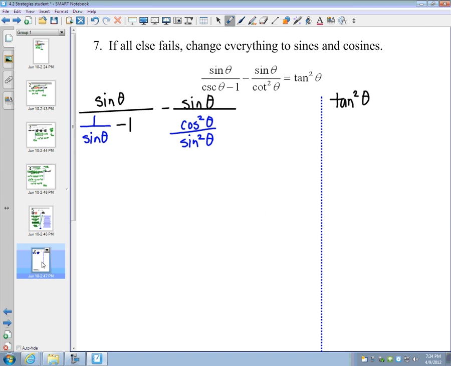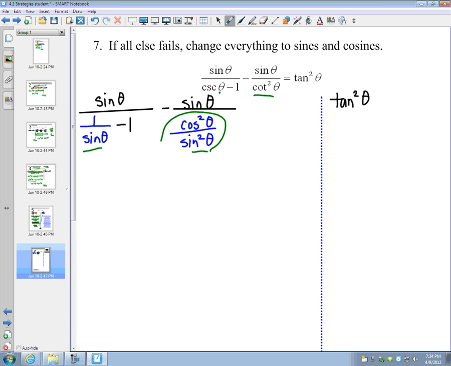Okay, if all else fails, we change everything into sines and cosines. If you look at something and you say, I don't know how to do that, sine and cosine it. Okay, and then we're going to see if we can make this into tan squared. So I said cosecant is the same as 1 over sine, and cotangent squared is cos squared over sine squared. So now I just need to play around with these fractions. I need to try and combine them into tan squared.